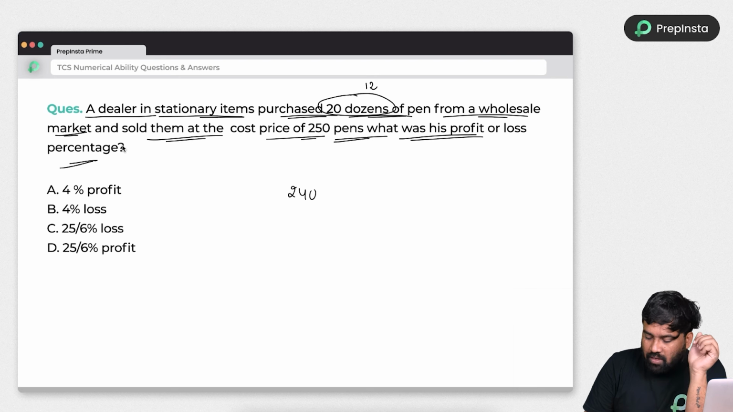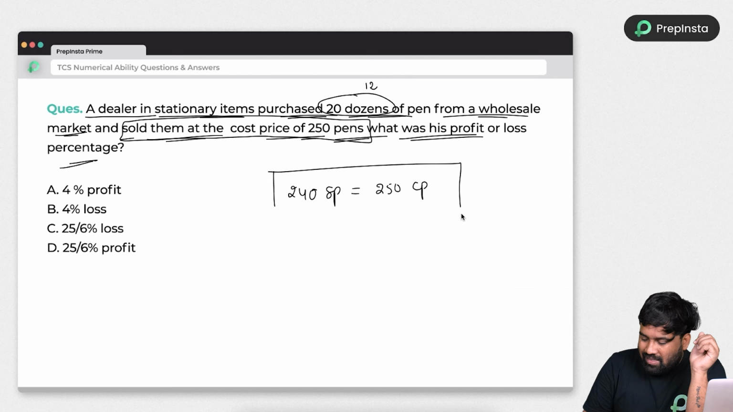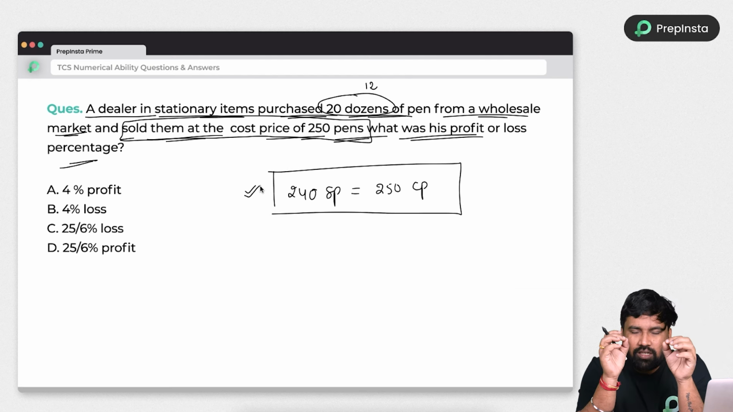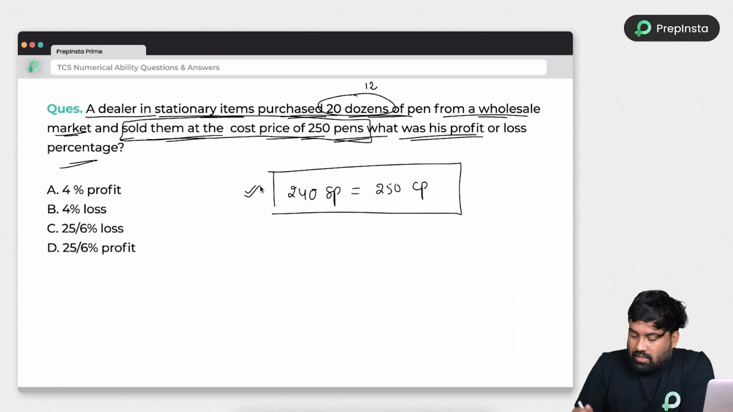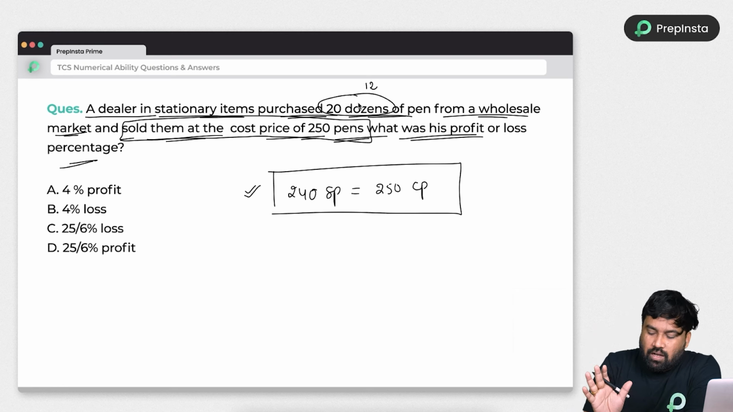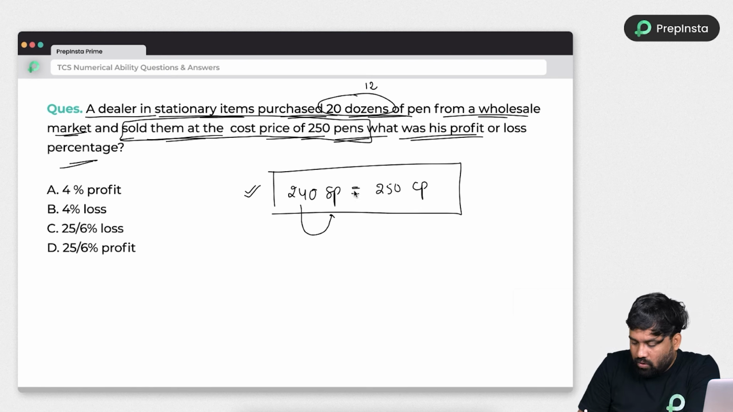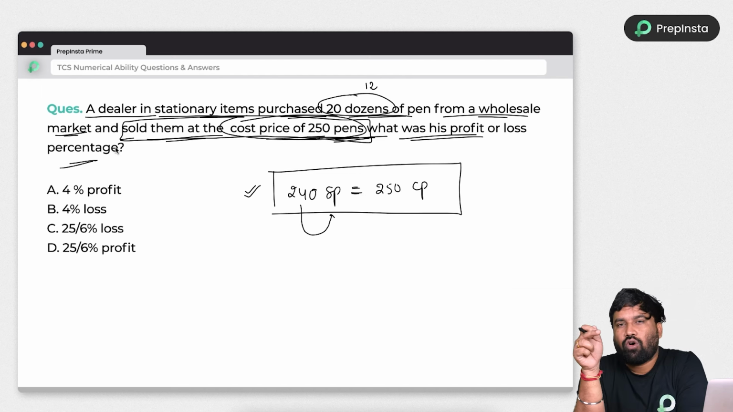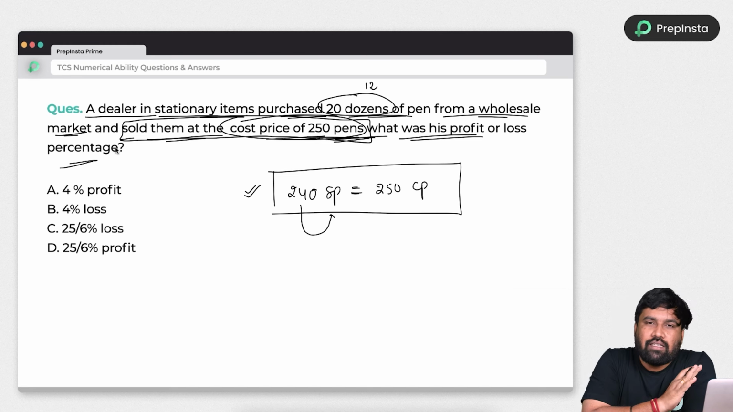But just look here, and he sold them at a cost of 250 pence. So the cost price of 240 pence is equal to the selling price of 250 pence. This is the equation you need to create. Just look at how I created the explanation. See, 240 pence were there, and he is selling at, which is nothing but equal to 250 pence. So 240 pence cost price is equal to 250 pence selling price.